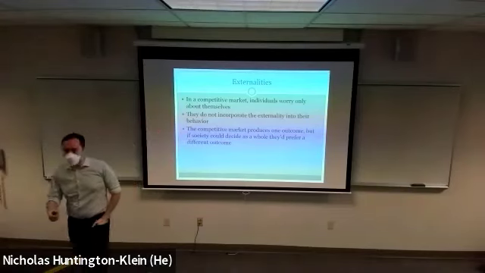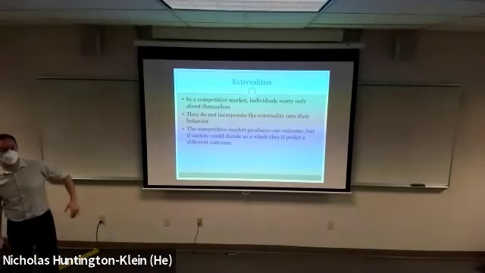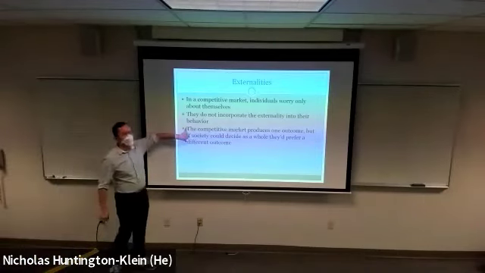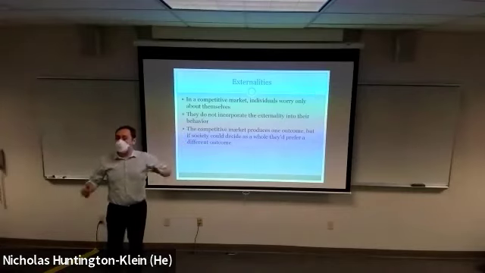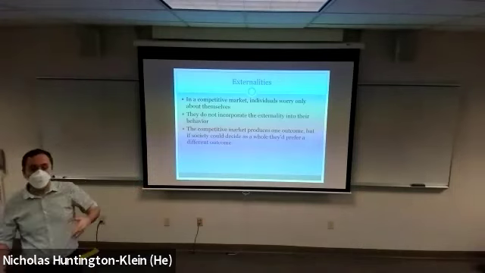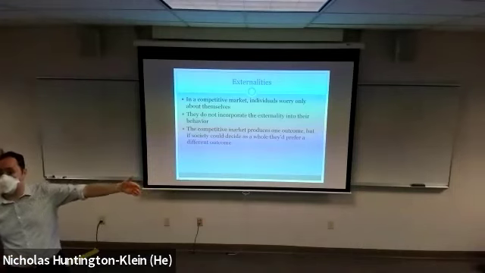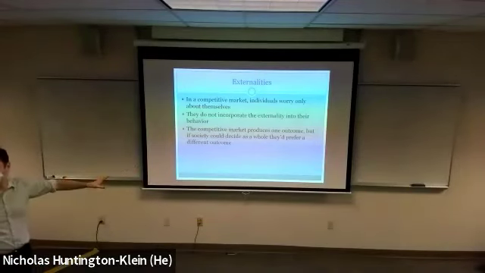Competitive market will produce one outcome, but if society could somehow choose as a whole, they prefer a different outcome. This is almost the definition or one way of defining efficiency, right? If society as a whole could come to a decision, it can't. But if it could, it would choose a different decision than the one that the market chose, right? That's telling us that this is going to be inefficient.